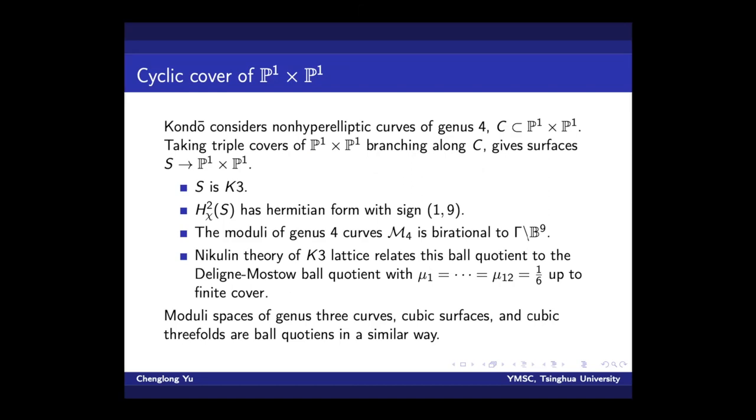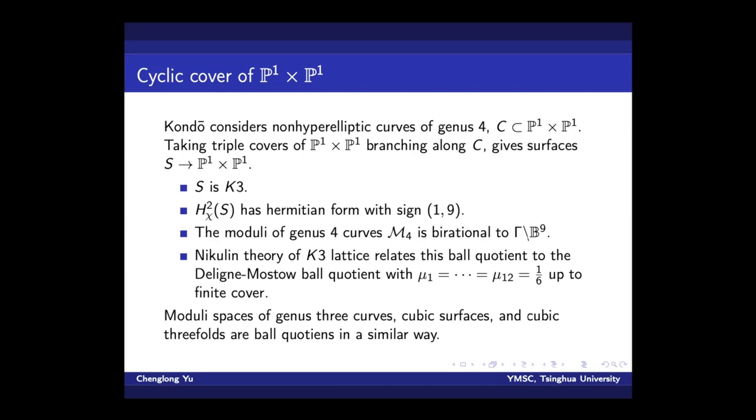So he considered a non-hyperelliptic curve of genus 4. So generically, it's a genus 4 curve. It's a degree (3,3) curve on P1 cross P1, which is a quadric in P3. So you can take a triple cover of this quadric branching along C. Now you obtain a surface S. So you can find that the surface S is actually a K3 surface together with a cyclic group action. So you can do the similar game here.